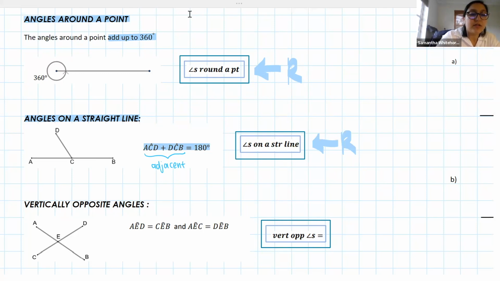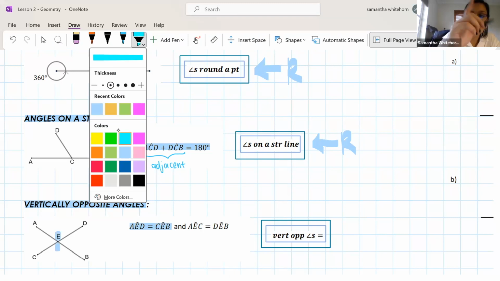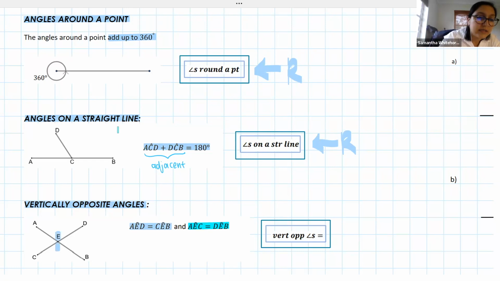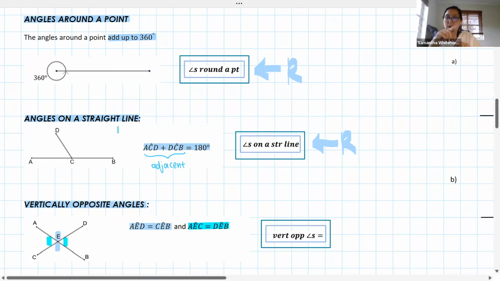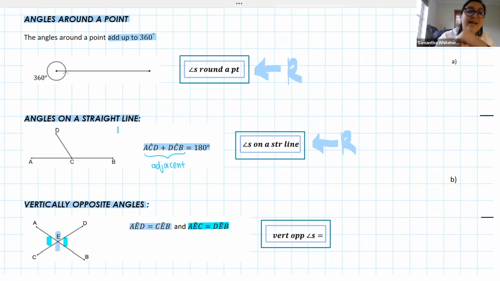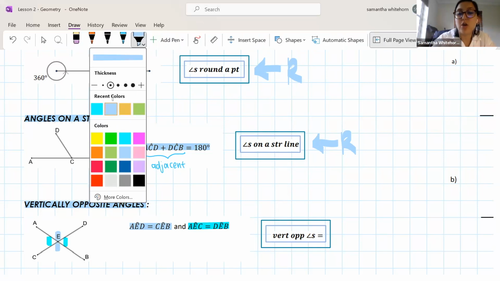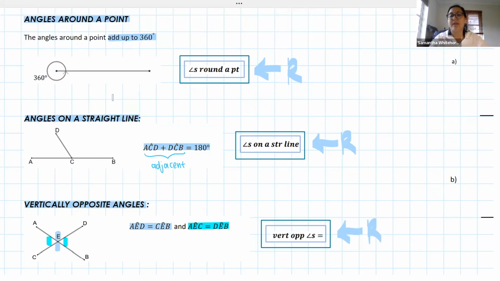The third straight line reason that we learned about was the fact that vertically opposite angles are equal. If we have a look here, angle AED is equal to CEB. So this angle is equal to this angle. They are opposite each other at that cross point. And AEC is equal to DEB, those bright blue angles on the other side. Whenever we've got a cross, the angles opposite each other at that point of intersection will be equal to each other. And again, your reason: vert opp angles equal.